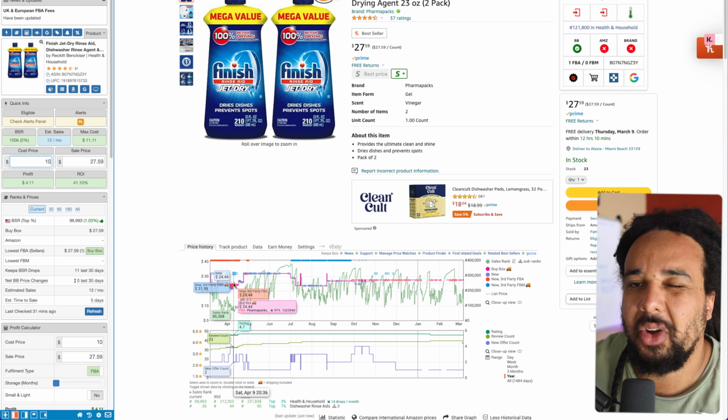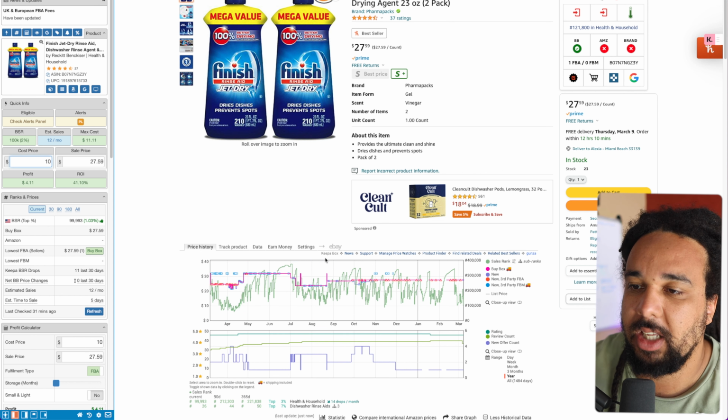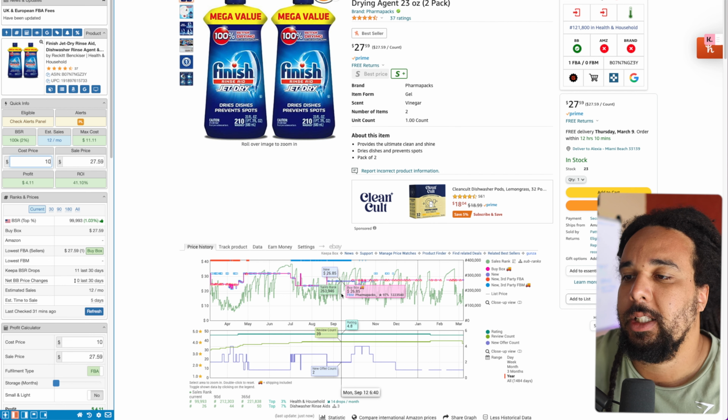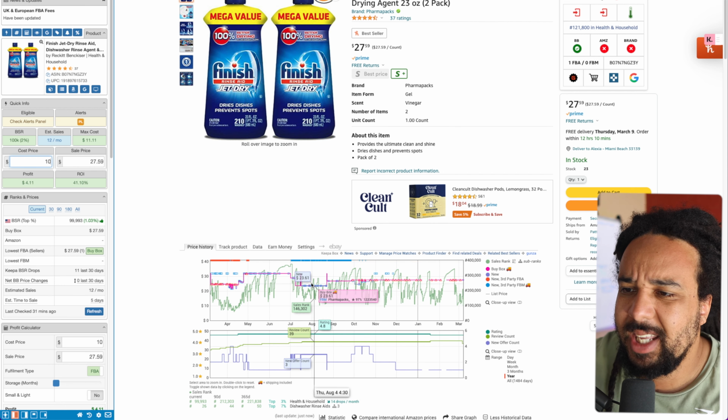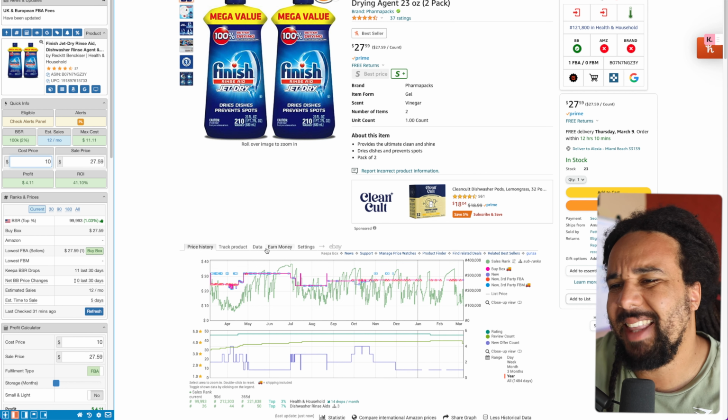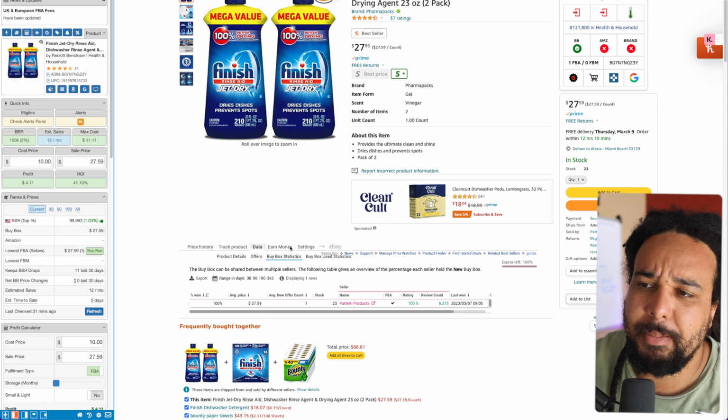It only sells 12 months, but let's say it was selling faster than that. Let's say it was selling 100 units a month, just for the sake of this example. The price is pretty stable. Yeah, it's going down. We got a few sellers going in and out of stock. But let's dive a little bit deeper into it. Let's look at the buy box statistics.